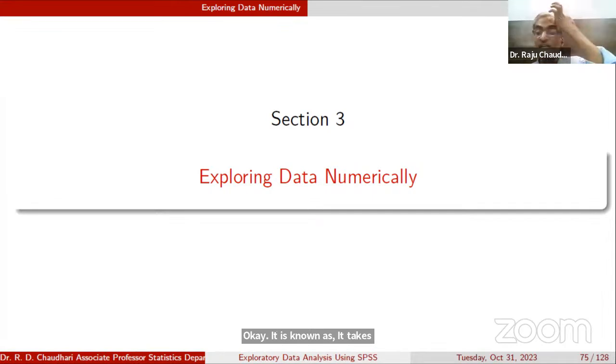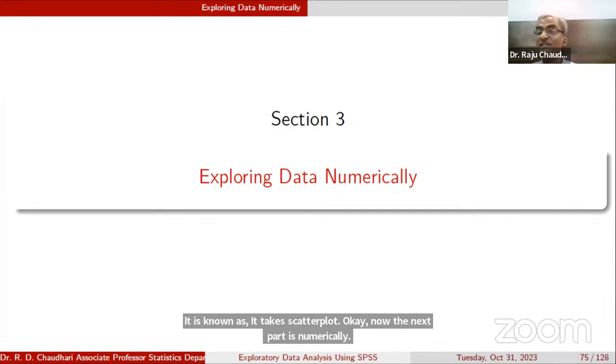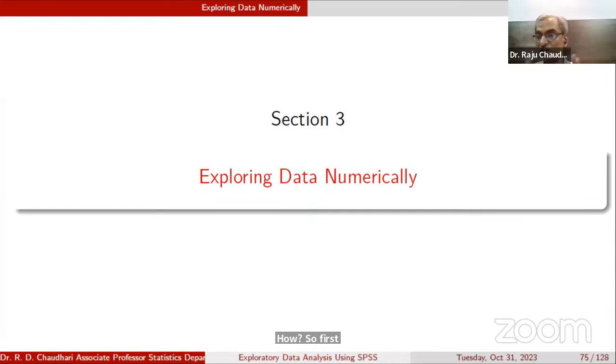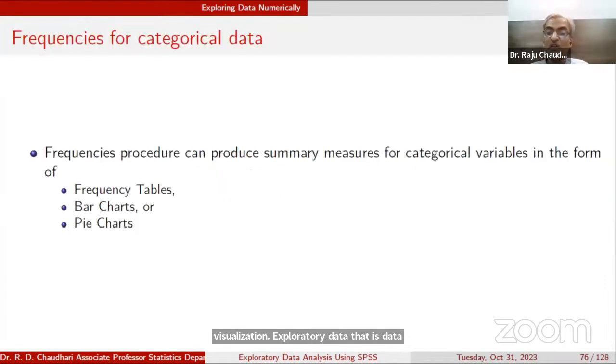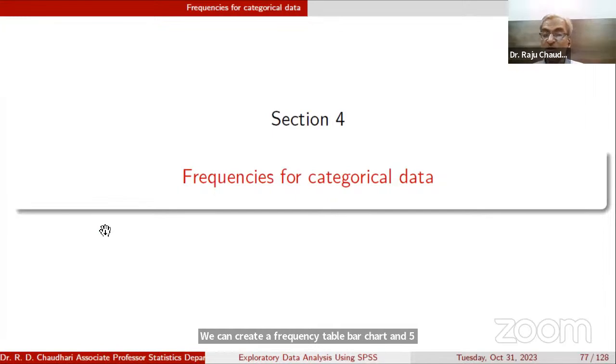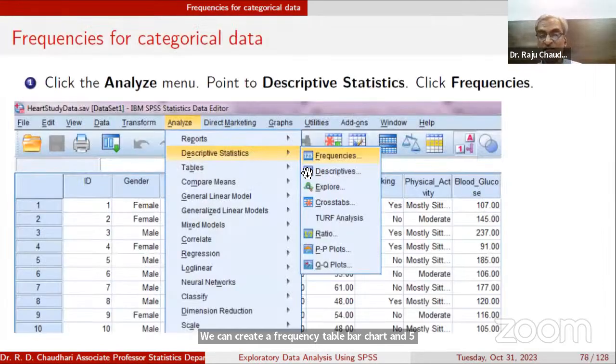How numerically? The first part we have discussed is data visualization, exploratory data analysis. The next part is numerical summary of the data. So if we have categorical data, we can use frequency tables. We can create a frequency table, bar charts and pie charts. So frequencies for the categorical, right?